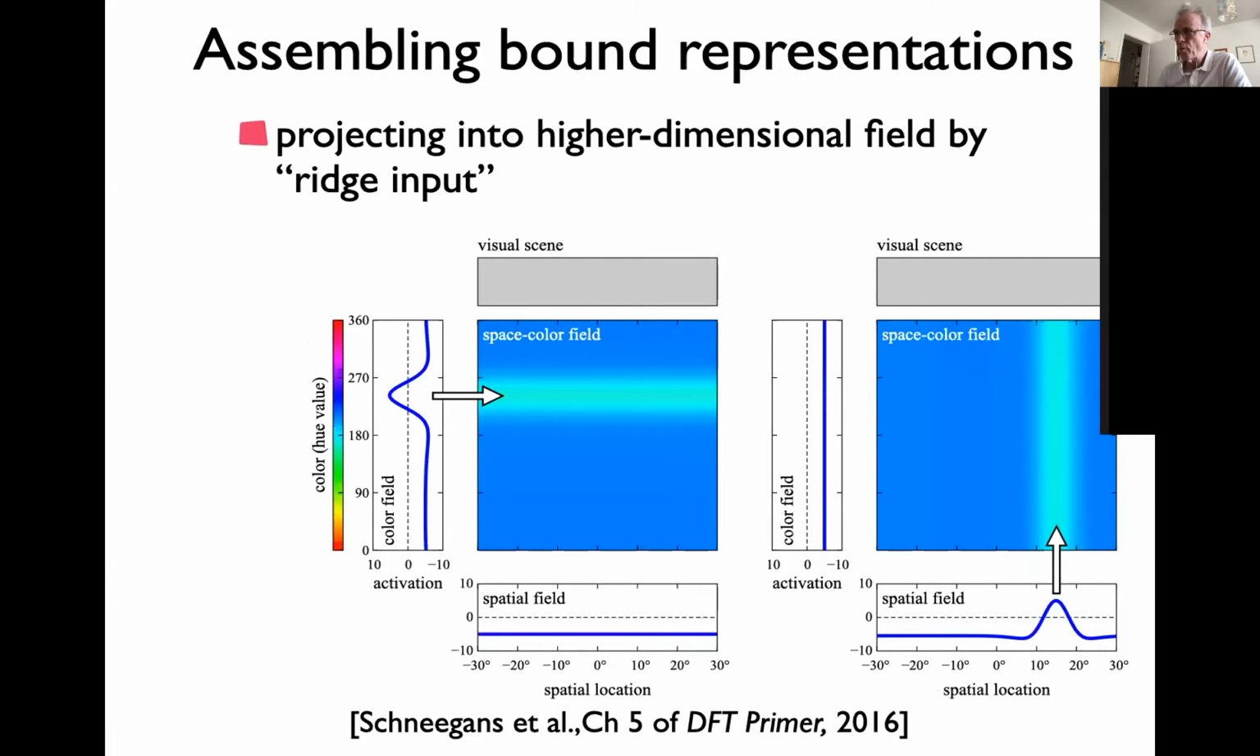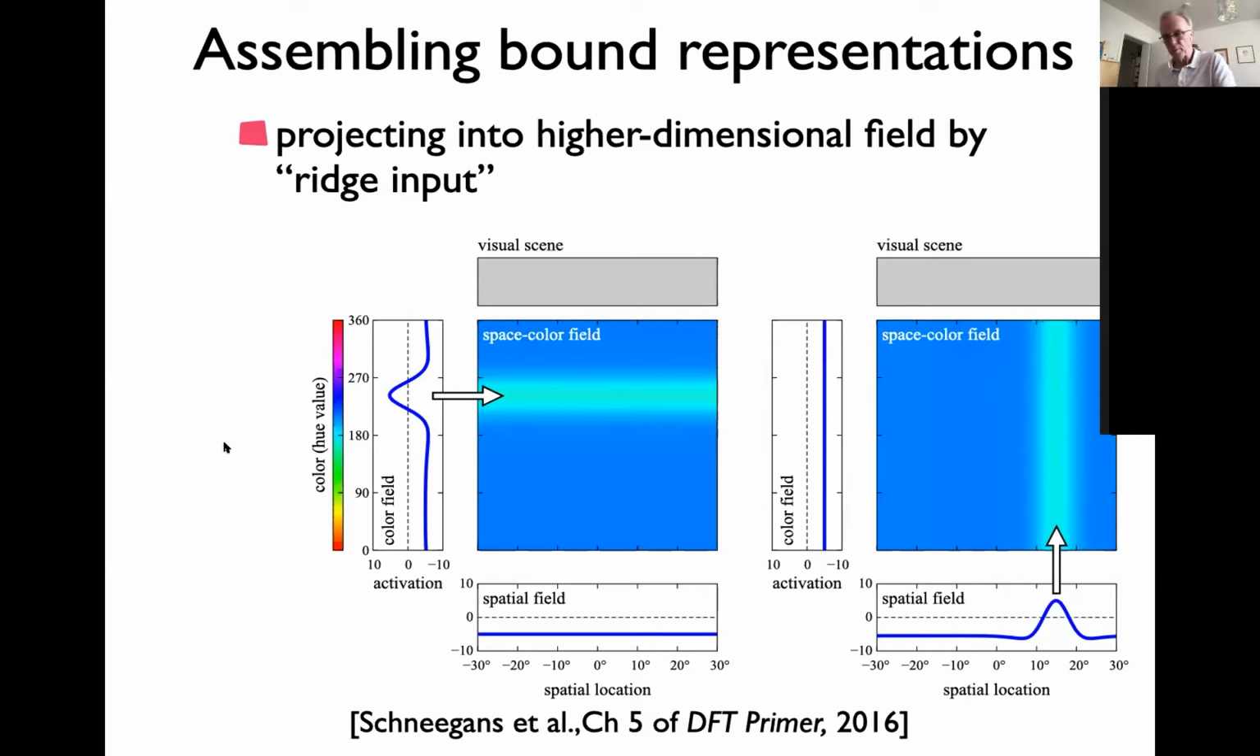You can also do the reverse. That is, you can assemble unbound representations and bind them. And that is done by ridge input. So ridge input would mean, for instance, if you know the color, then you can say all the neurons that represent that color get some input, irrespective of what spatial location they encode. And similarly, if you know the location, all the neurons that are tuned to that location, but irrespective of the color they represent, are being activated.